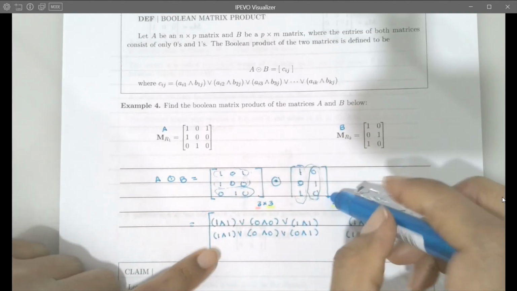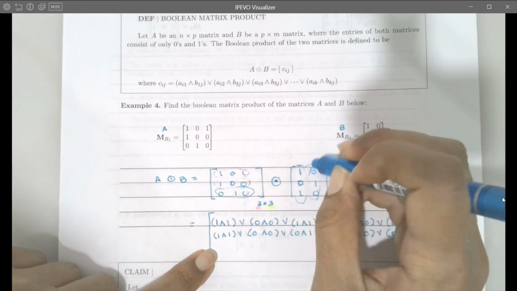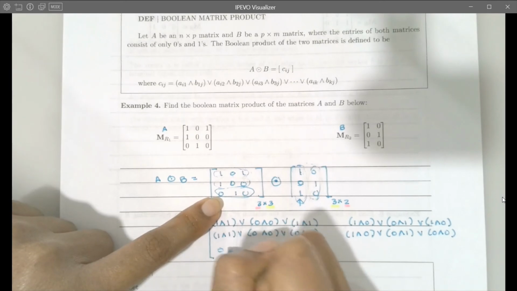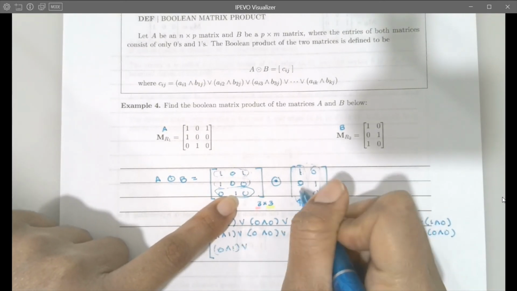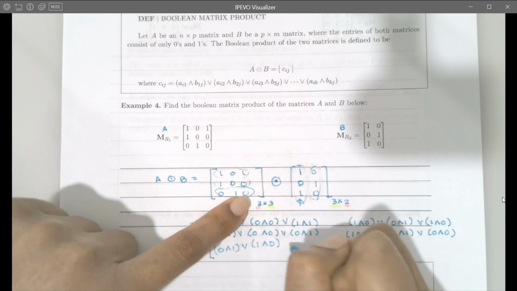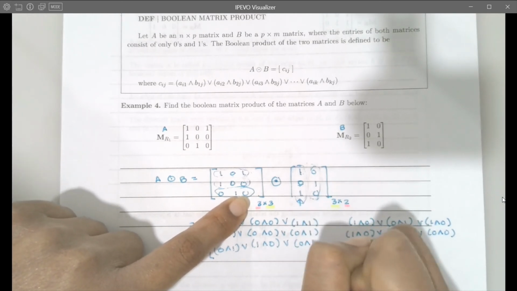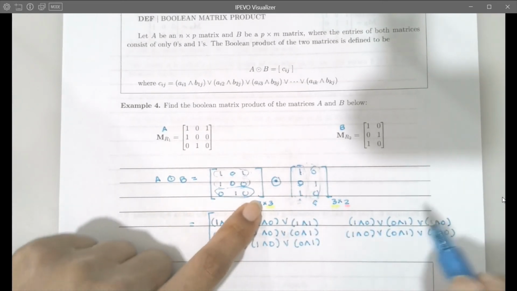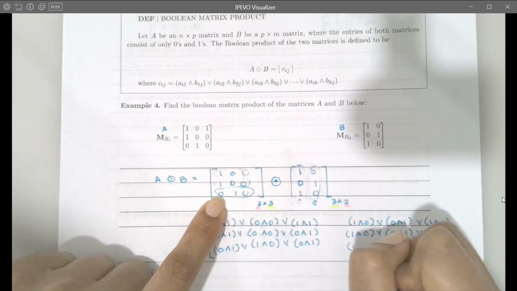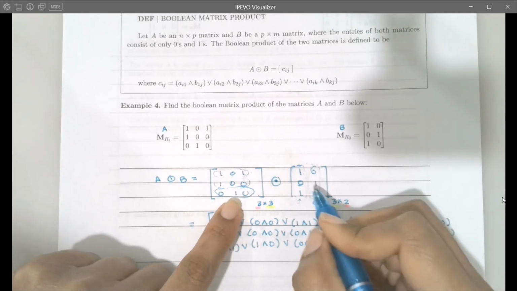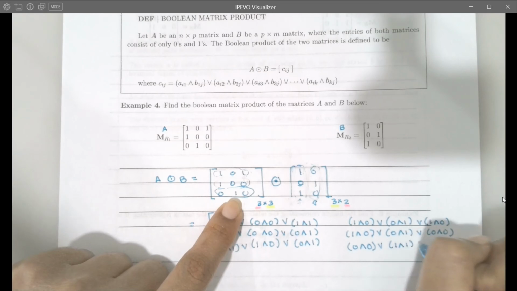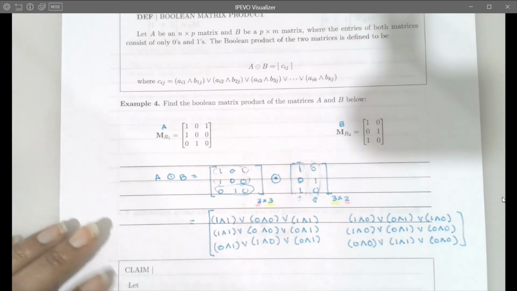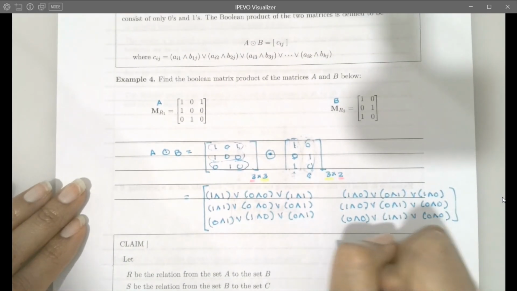It's the third row, first column. So we're going to focus on the first column again. We have a 0 and 1, or 1 and 0, or 0 and 1. Okay. Now we move on to the next column. Third row, second column, 0 and 0, or 1 and 1, or 0 and 0. Okay. So what is the final outcome of that?